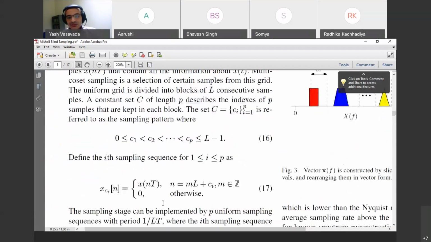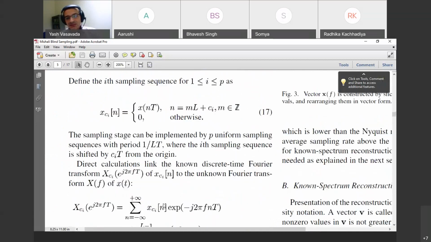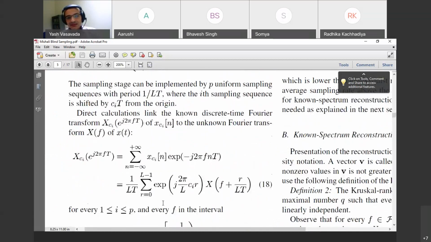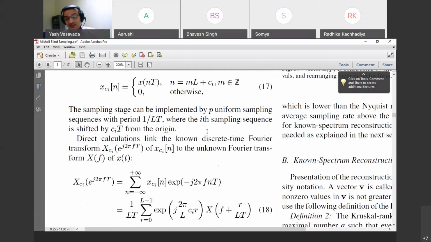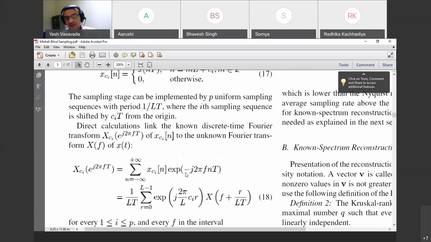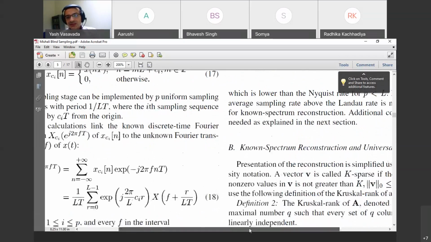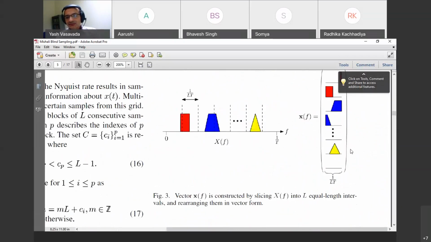What they have shown, and this is again the same as in Vaidyanathan's paper, is that this aliased spectrum can be written as an inner product of this phasor term, which is in our control because we can define these c of i, and the c of i are the delays on different parallel branches that I was going through, and then these X of f terms, which they have collected in this vector.